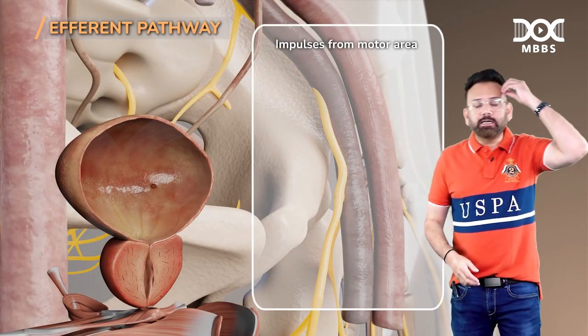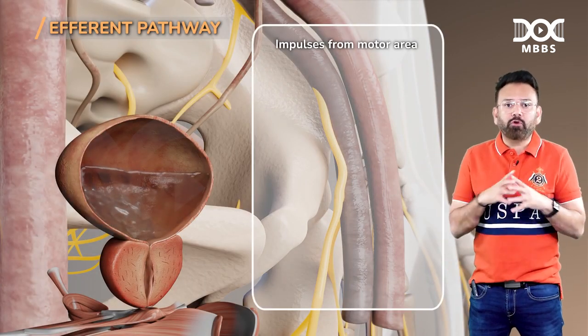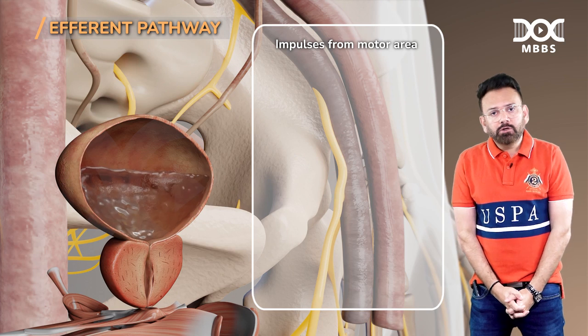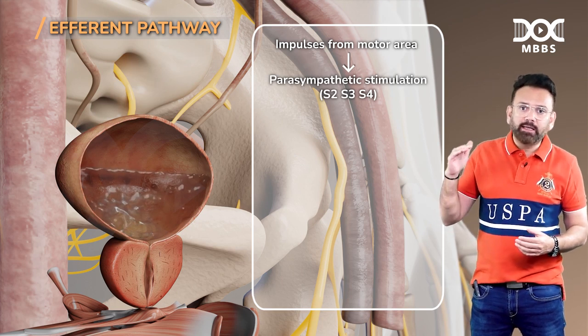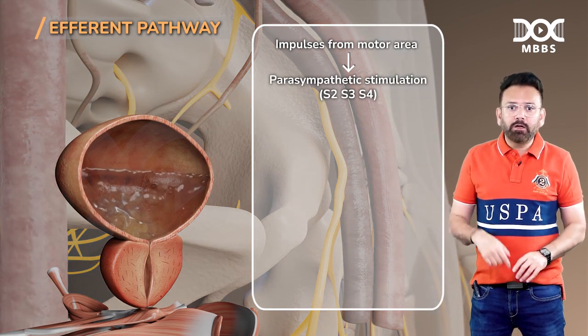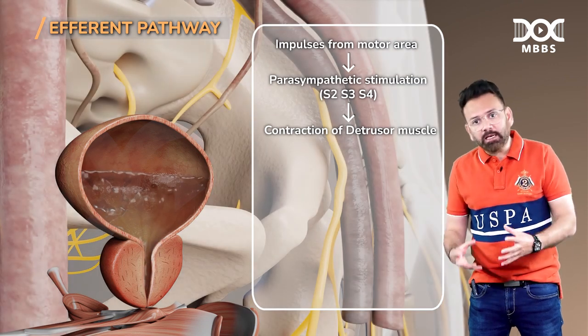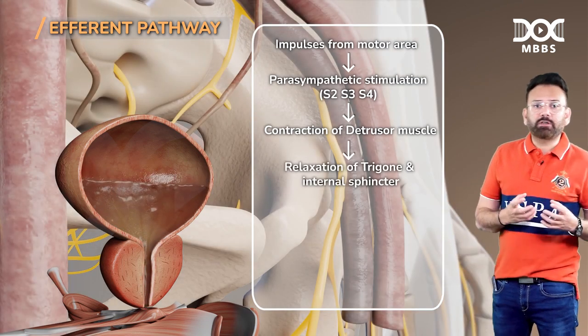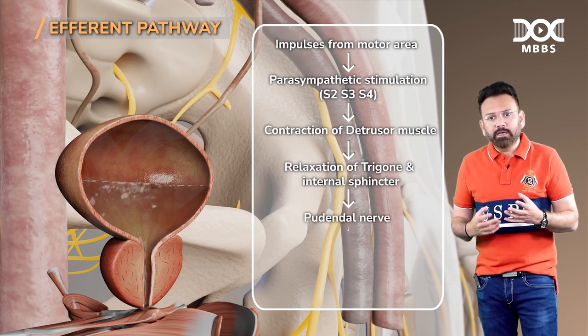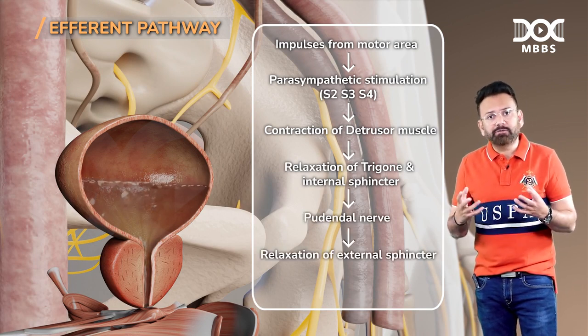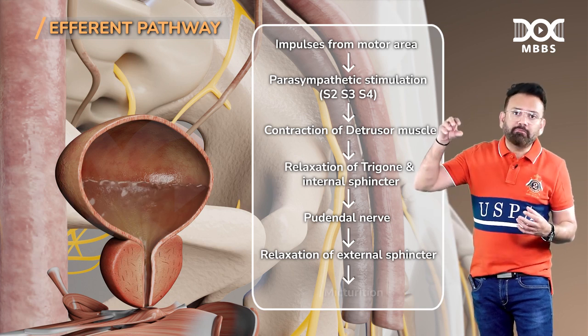Now you will send impulse from the motor area. You want to perform the act of micturition, so you will send impulse from the motor area. It will stimulate the parasympathetic, S2, S3, S4, and it will cause contraction of the detrusor muscle of the bladder, and relaxation of the trigone and internal sphincter. And also, with the help of the pudendal nerve, it can relax your external sphincter as well. It will cause the act of micturition.